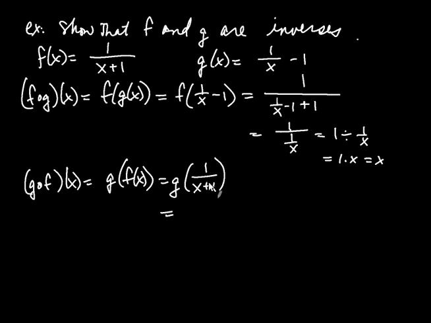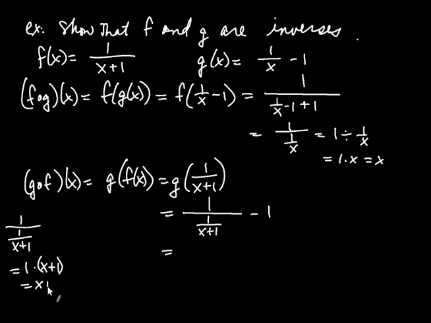And now you take all of that and plug it in for x in g, which is right there. So it's going to be 1 over, okay, this x gets replaced with all of that. So 1 over x plus 1, and then don't forget you still have take away 1. And this, just like before, you have 1 divided by 1 over x plus 1, but that's the same thing as 1 times the reciprocal of this, right? And that's just x plus 1. So this whole thing right here is just x plus 1, and then you take away 1, and that's equal to just x, and that's what we wanted to show.